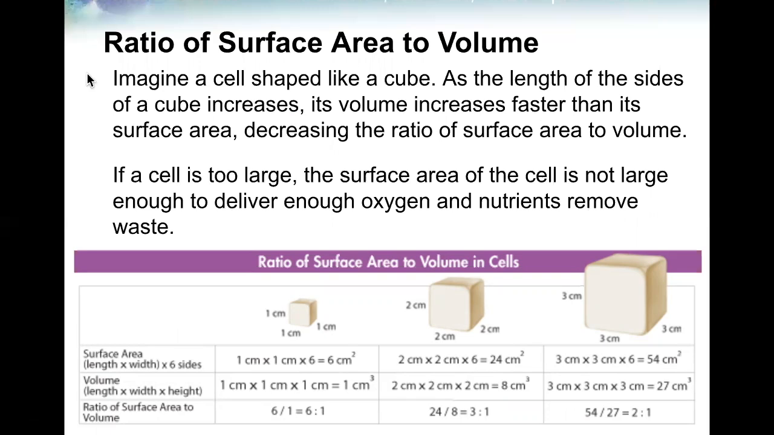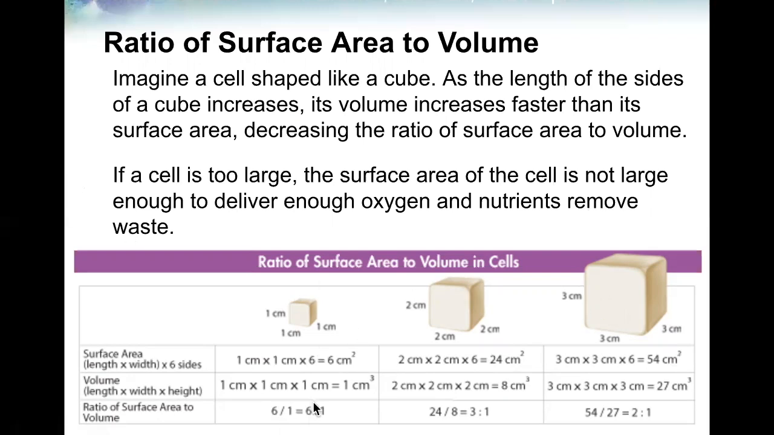Imagine a cell shaped like a cube. As the length of the sides of a cube increase, its volume increases faster than its surface area, decreasing the ratio of surface area to volume. If a cell is too large, the surface area of the cell is not enough to deliver enough oxygen and nutrients and to remove waste from inside the cell.